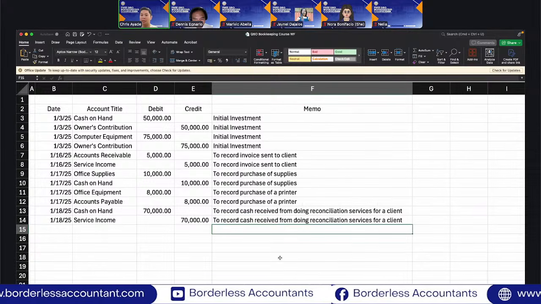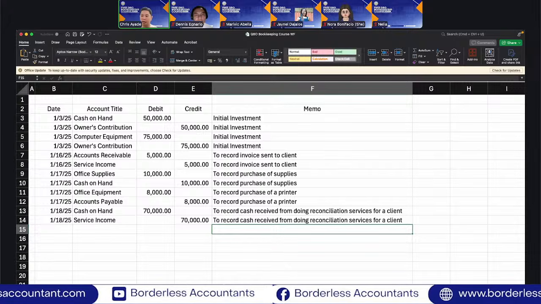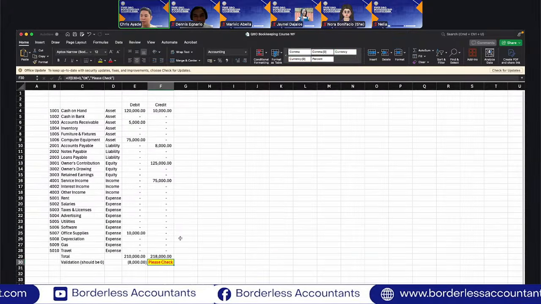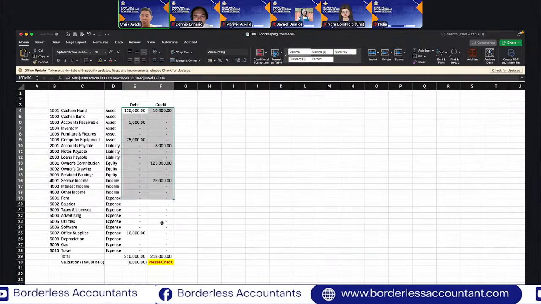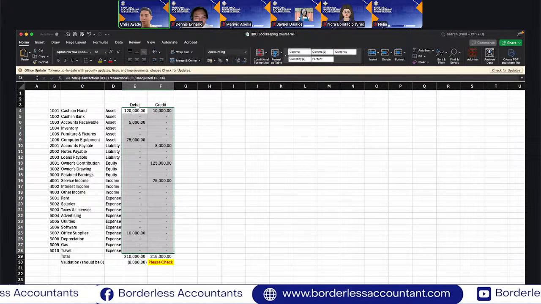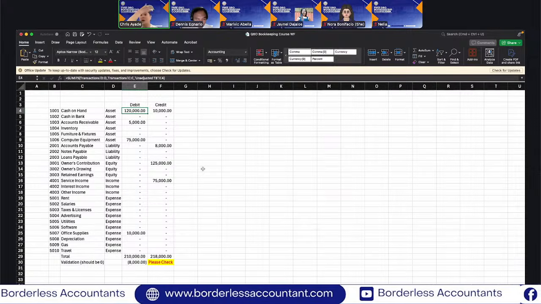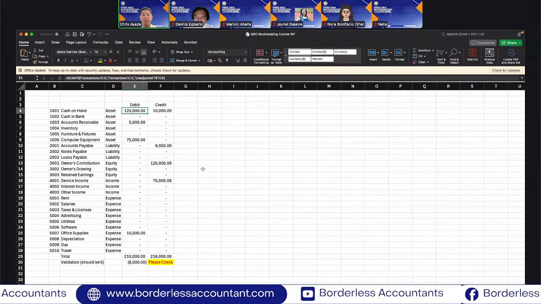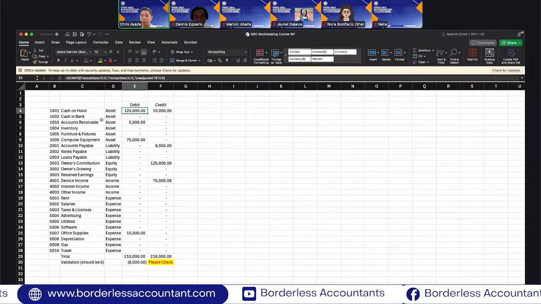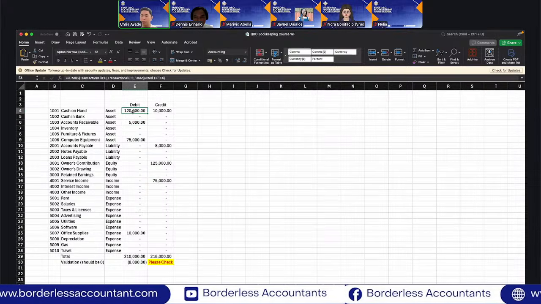Right? So, tingnan natin so far yung ating unadjusted trial balance. What's going on there? Diba? So, medyo dumami na yung transactions dito, diba? So, tingnan nyo, yung cash on hand, naging 120K na, diba? So, saan galing yung 120K? Doon, titingnan ka na ngayon sa ledger. Kasi, diba? Tingnan mo, bakit 120K na to?